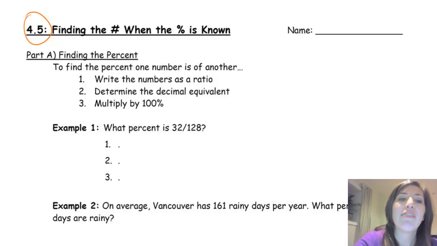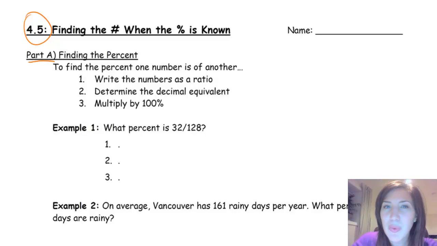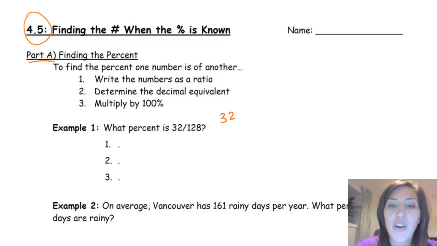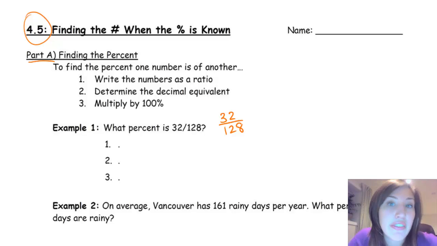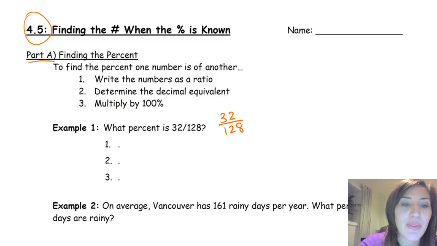Part A is finding the percent. So for this little part A, we just want to recap how to figure out what the percentage is. If you have two numbers and you want to know what percent one is of the other, for example, down here, 32 over 128, you want to know what percent is 32 out of 128. Well, first, write the numbers as your ratio, so let's do that, 32 over 128.